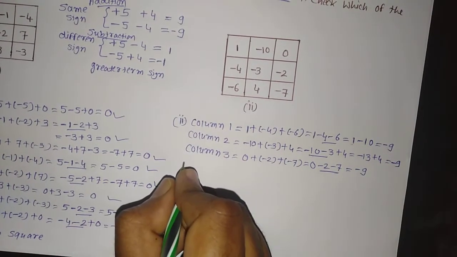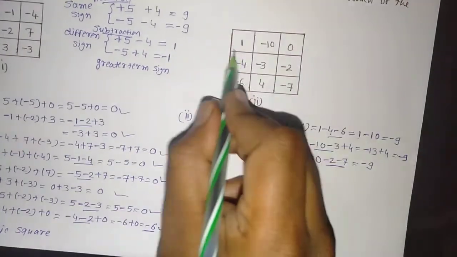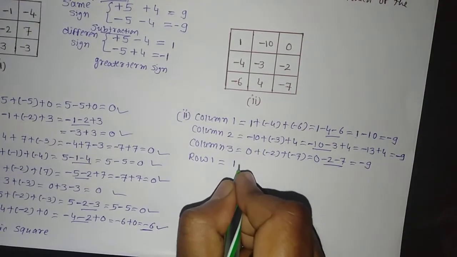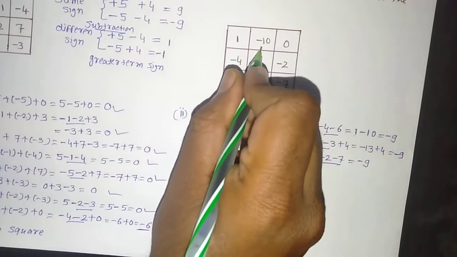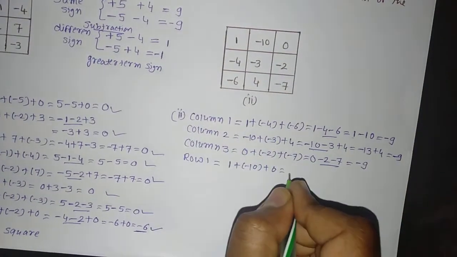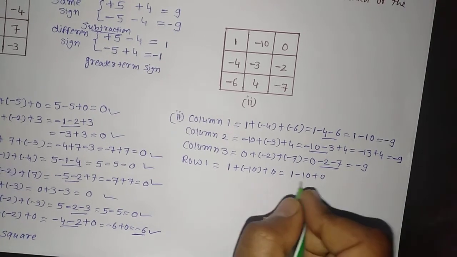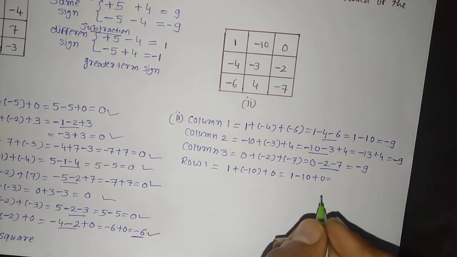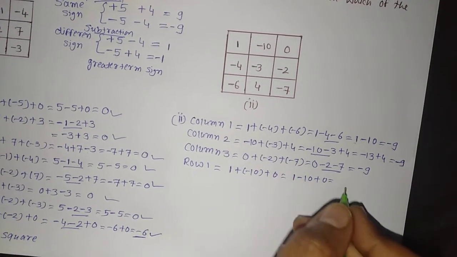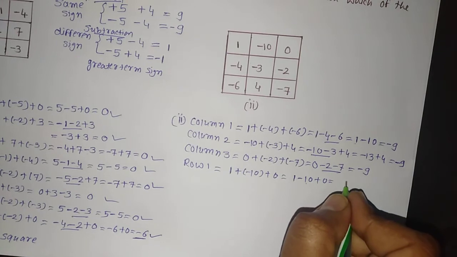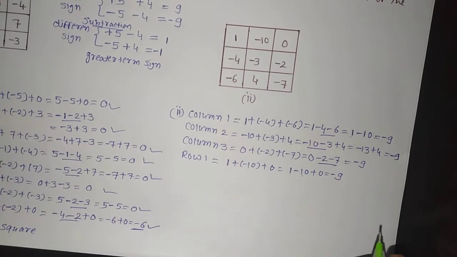Now we'll go for the rows. Row number 1. This one, that is 1 plus minus 10 plus 0. 1 plus minus 10 plus 0. Here 1 is plus minus minus 10 plus 0. Both have different signs. Different sign, what did I say? You have to do the subtraction. 10 minus 1, 0 is negligible. 10 minus 1 is equal to 9. And we need to keep the greater term's sign, that is minus.